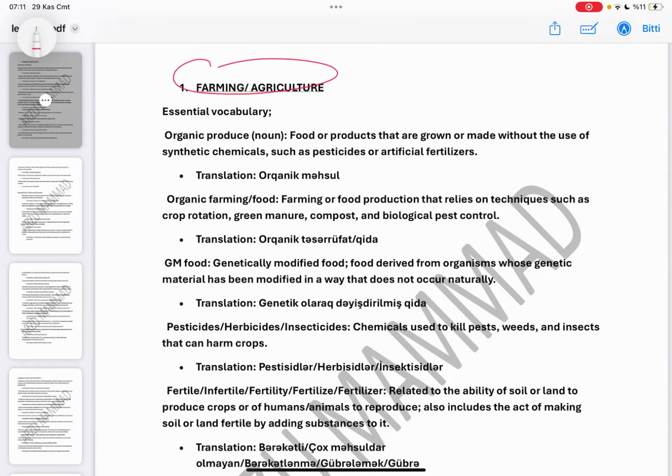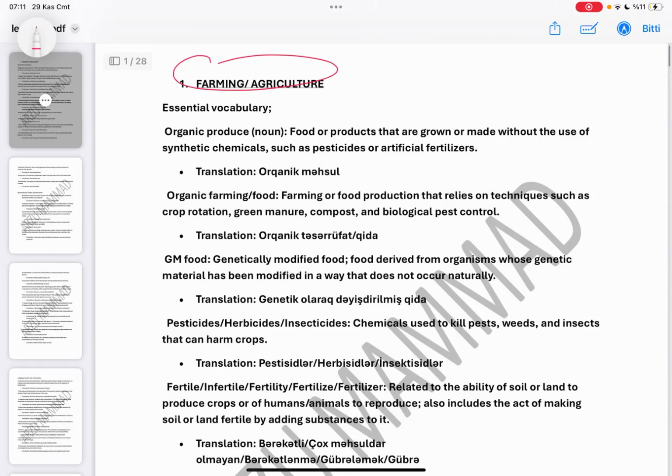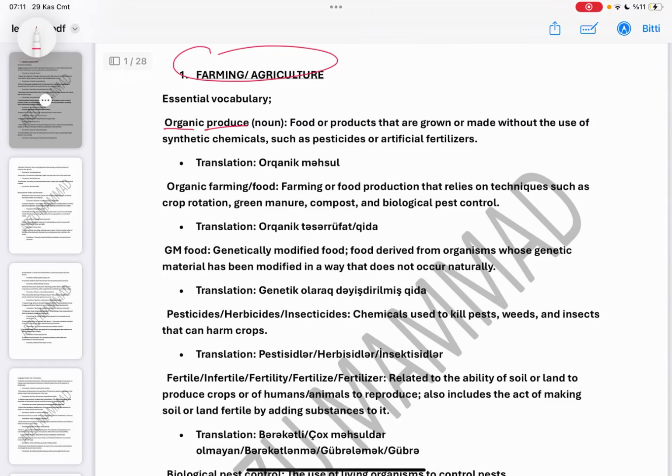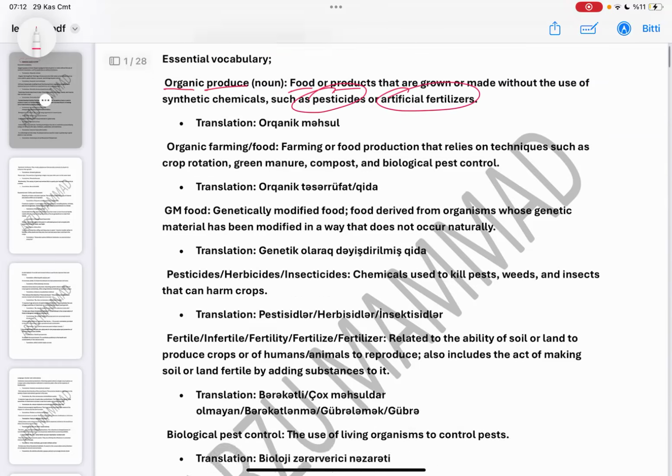So organic produce, I think this is pretty simple. You know the meaning of organic and produce. So you can make use of it. It means food or products that are grown or made without the use of synthetic chemicals, such as pesticides or artificial fertilizers. So we are also going to learn the meanings of pesticides and artificial fertilizers.